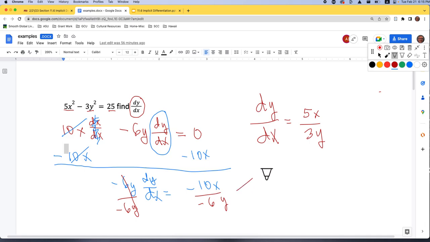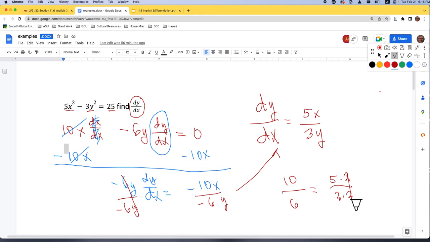So you mean from here up to there? Yes. Yeah, so I'm just doing 10, 6. This is 5 times 2. 6 is 3 times 2. The 2's cancel. So it's just reducing the fraction.